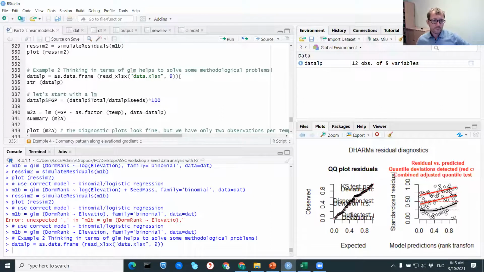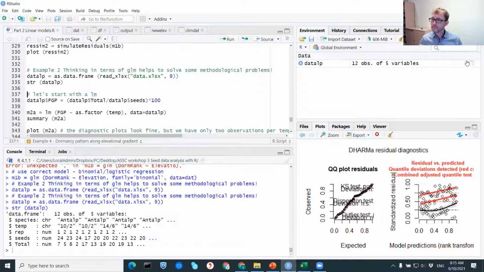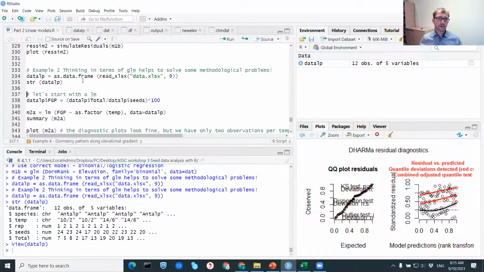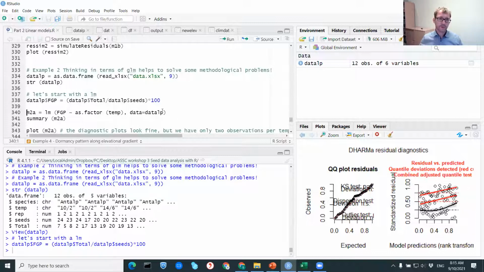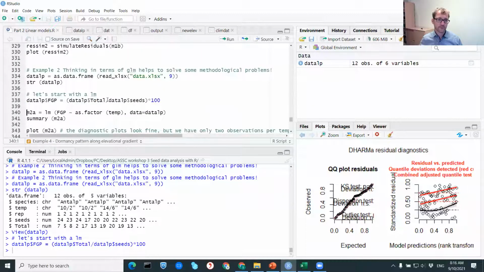So what you would do probably, this is our data set, how it looks like, right? 1 species, 6 test temperatures, 2 replicates. So for example, here 24 seeds were sown and only 7 of them germinated. And now I want to find out whether temperature has any effects on it. I calculate final germination percentage here, which is simply this column divided by this column and multiplied by 100. So final germination percentage in this replicate would be 29%.